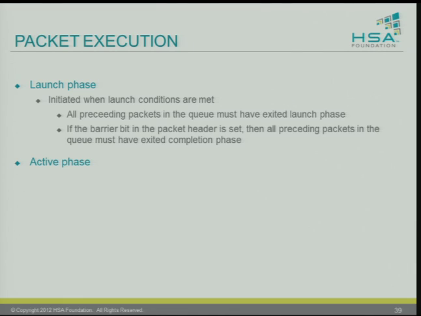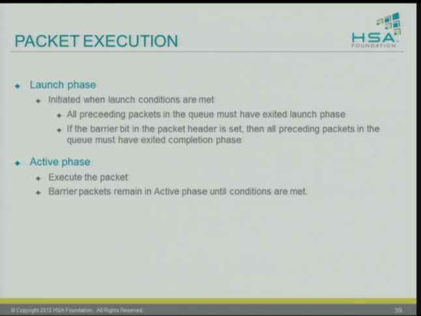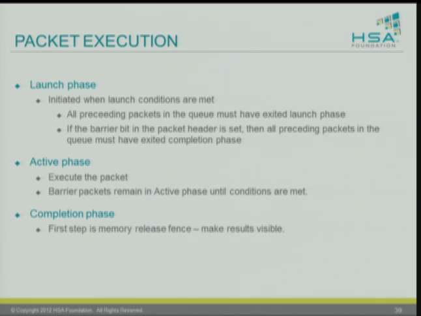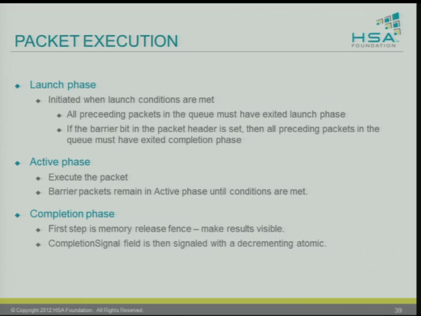Then there's the active phase, and this is when the packet is actually executing. In the active phase, you could have multiple packets from the same queue executing in parallel. The completion phase is the final phase of processing a packet. The first step when you're done with processing a packet is you do a memory release fence. This makes sure that all of the data that was produced by that packet is going to be visible to the rest of the system, the consumers. And then it signals a completion signal. So that's done in the completion phase.